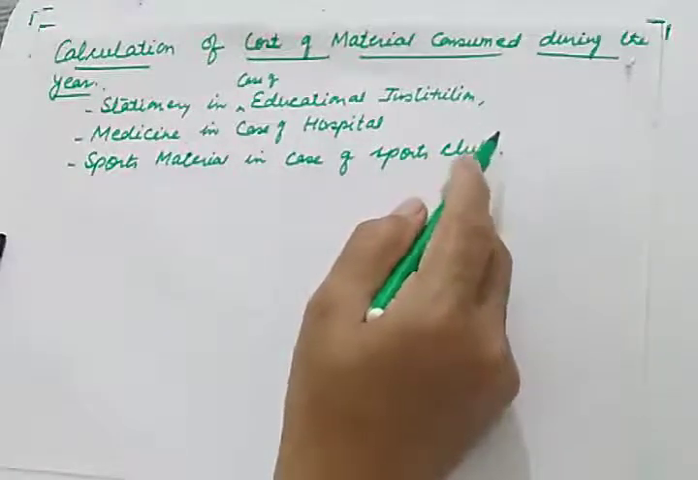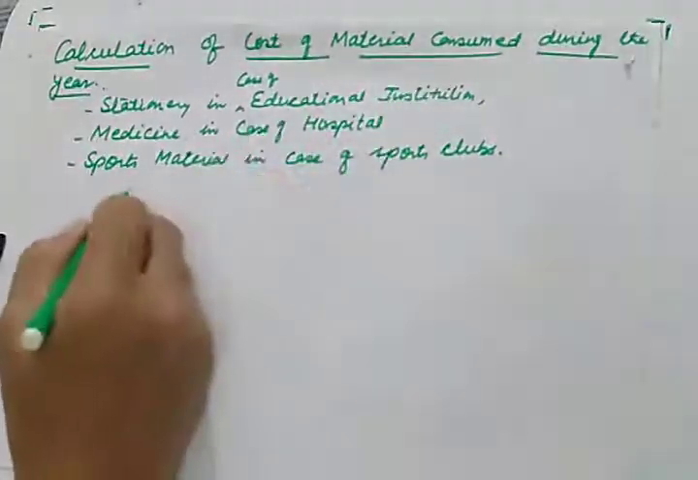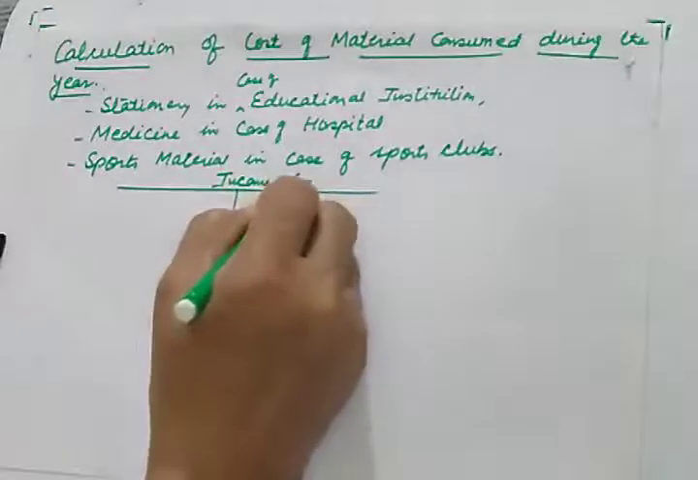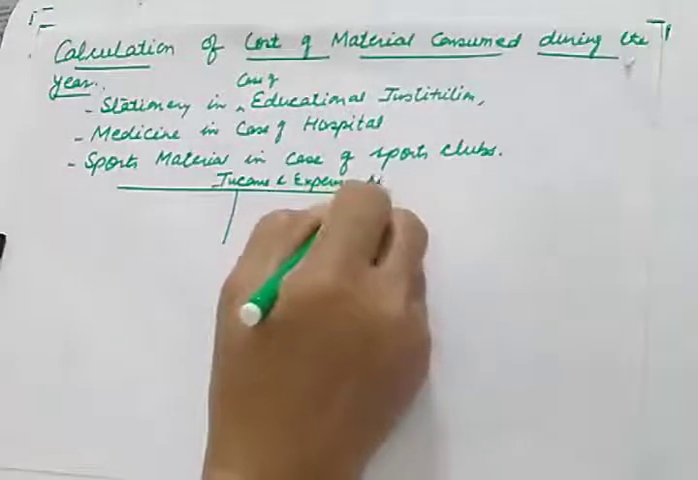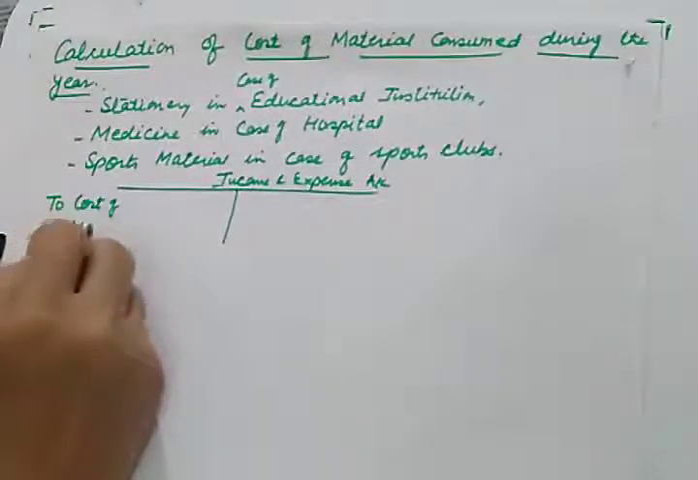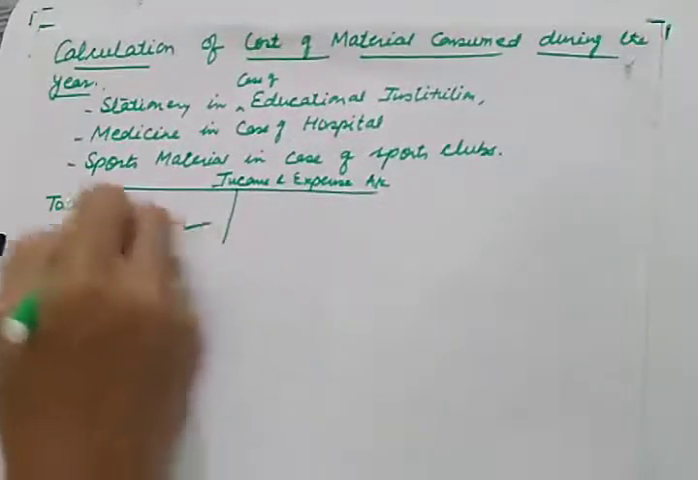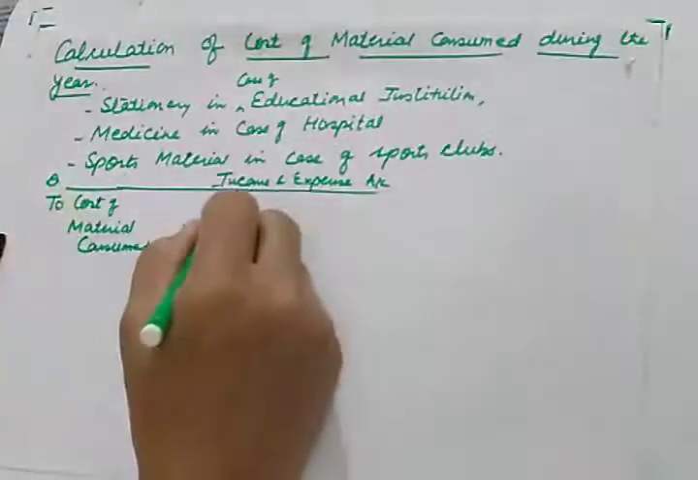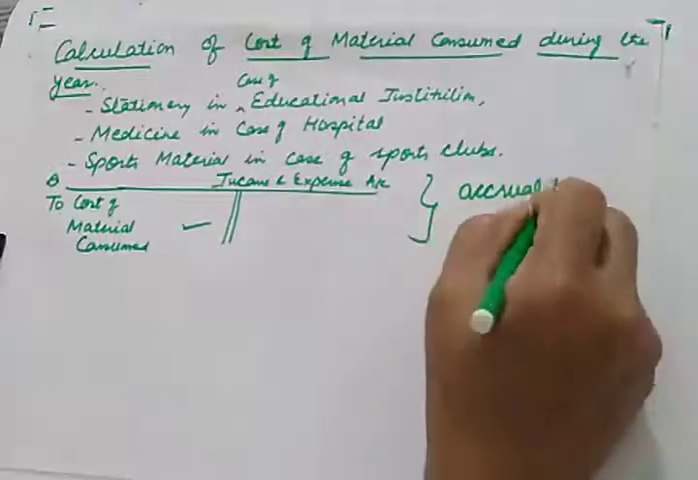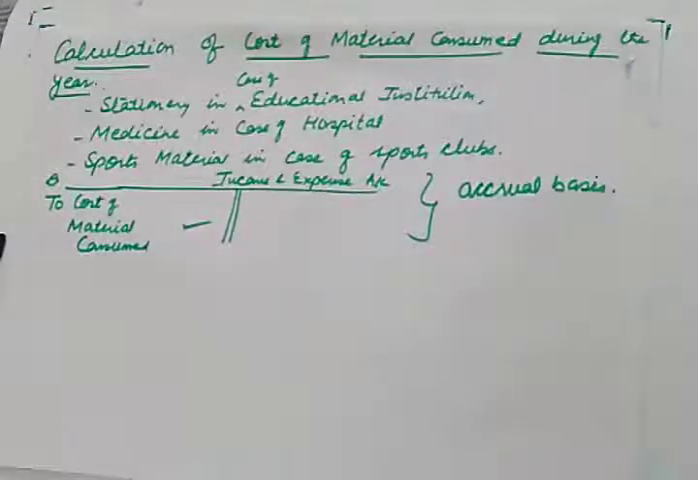So in all the above cases, we have to calculate goods consumed during the year so that it can be debited to income and expenditure account, because we will be preparing income and expenditure account. So we have to calculate cost of material consumed so that it can be debited to income and expenditure account. And you know that income and expenditure follows the accrual basis of accounting. So for accrual basis of accounting, you need to calculate the amount of material consumed during the year.